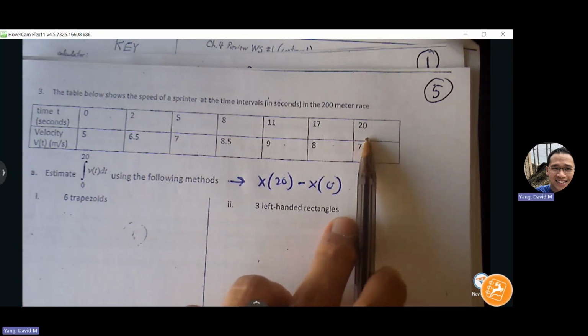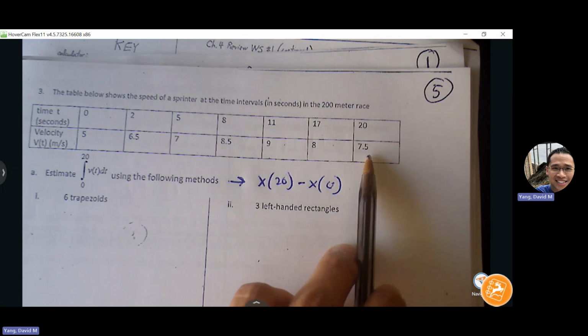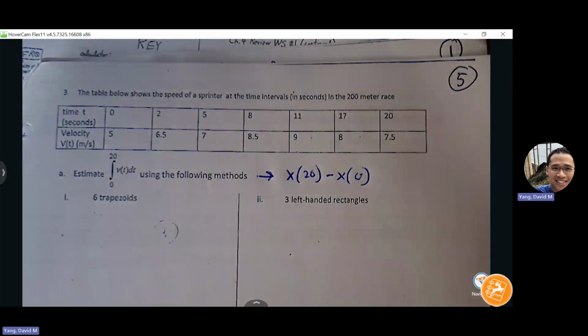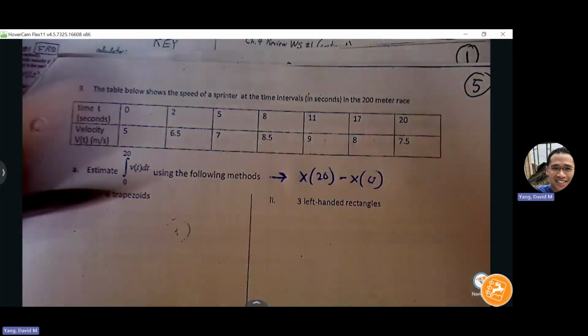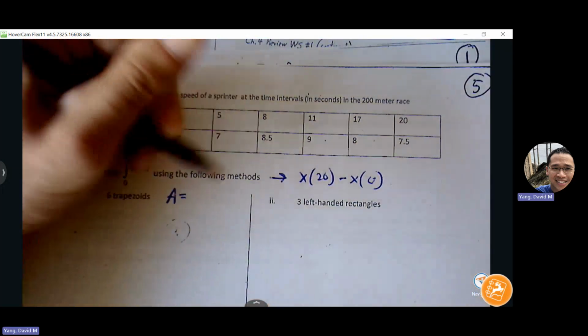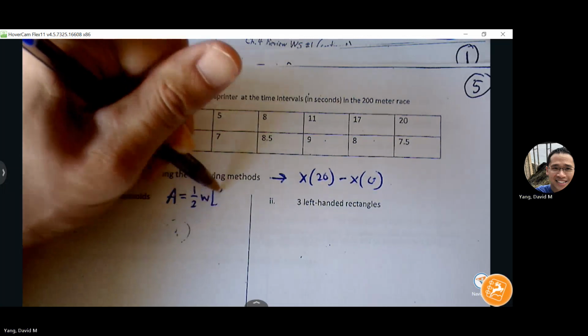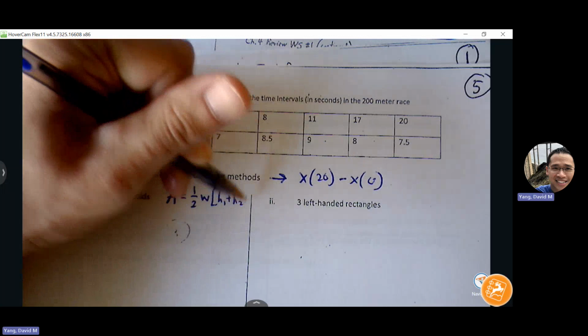Okay, it doesn't mean that he ends his race here. It just tells us where he is 20 seconds in, or how much speed he's covering 20 seconds in. Okay, so 6 trapezoids. Our area, remember, for a trapezoid is 1/2 width, height 1 plus height 2.